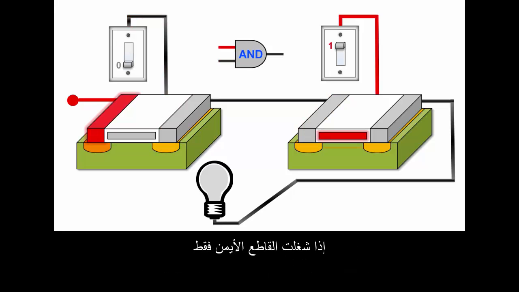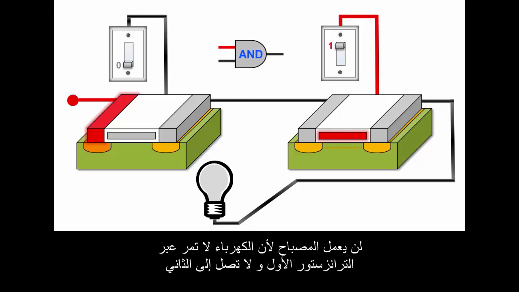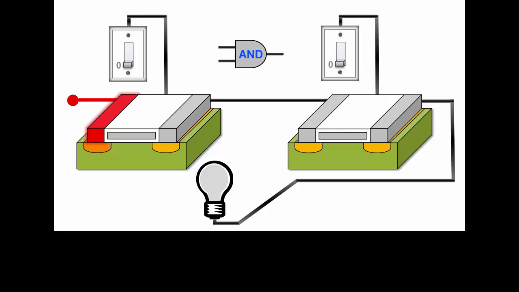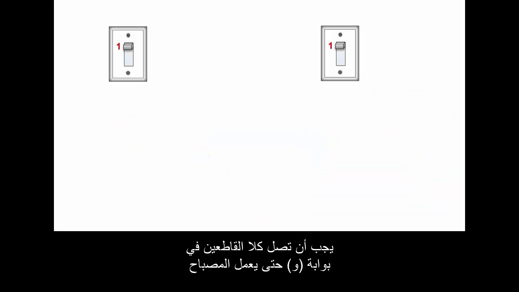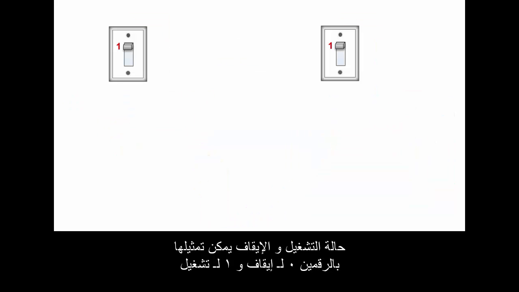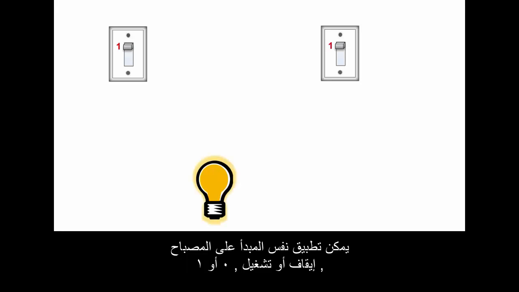If you only turn the right switch on, the light bulb is not on because there is no electricity flowing through the first transistor to reach the input of the second transistor, so the light bulb does not turn on. Both switches must be on in an AND gate for the output to be on as well. On and off can be represented in the case of the switches as 0 off and 1 on. Same with the light bulbs, off or on, 0 or 1.